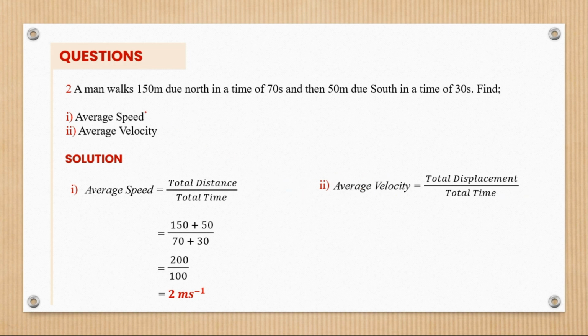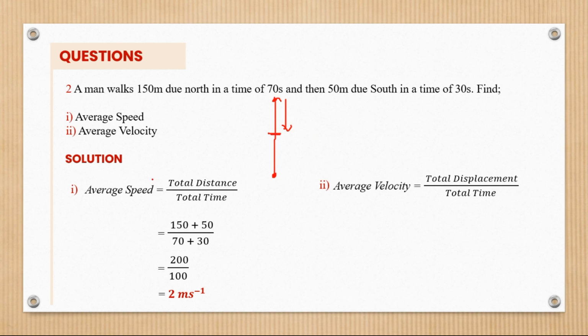and here is why. We're saying the man walks 150 meters due north. So let's imagine the man started from this point, this dot that we have here, and he moved 150 meters due north. And then after that he moved 50 meters due south. Now you know that south is in exactly the opposite direction to north, so that means he moved back by 50 meters. So that means at the end of the movement he ends up being somewhere around here.